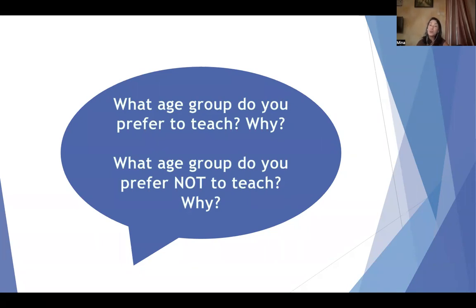Lorian likes 18 to 25. Also, basically adults, they're independent and focused learners. That is very true. Very true.